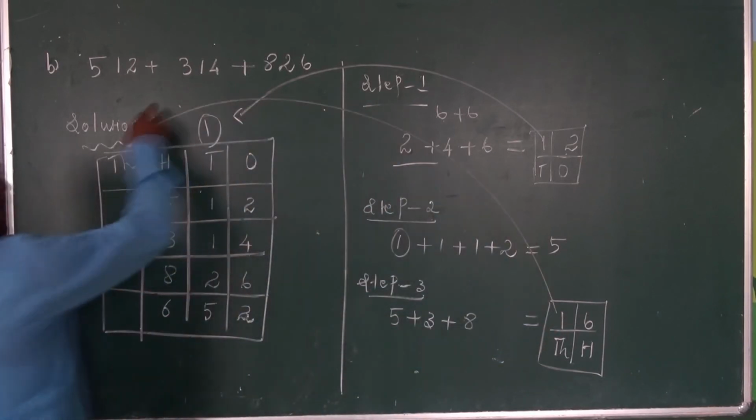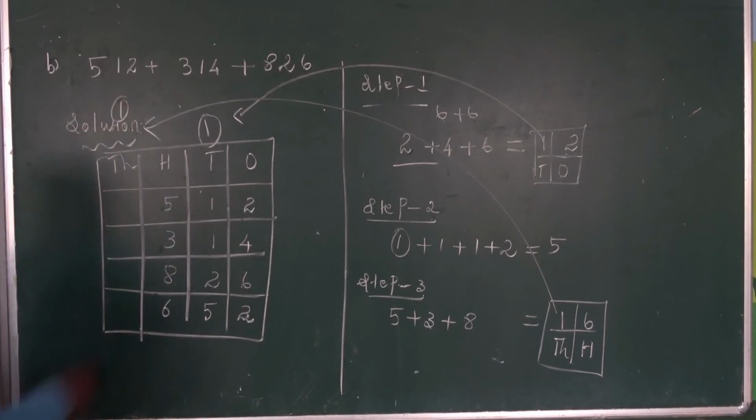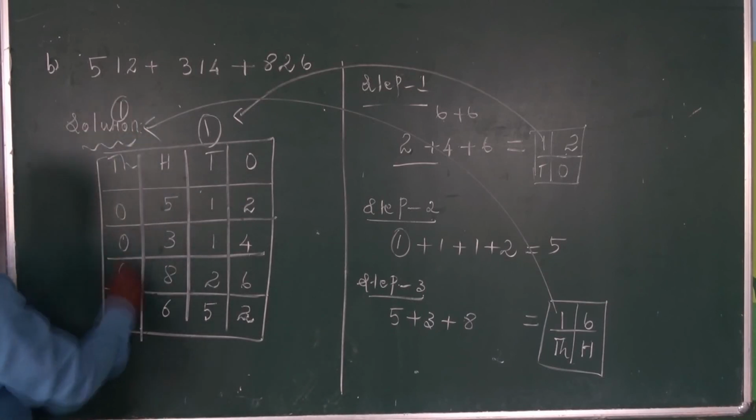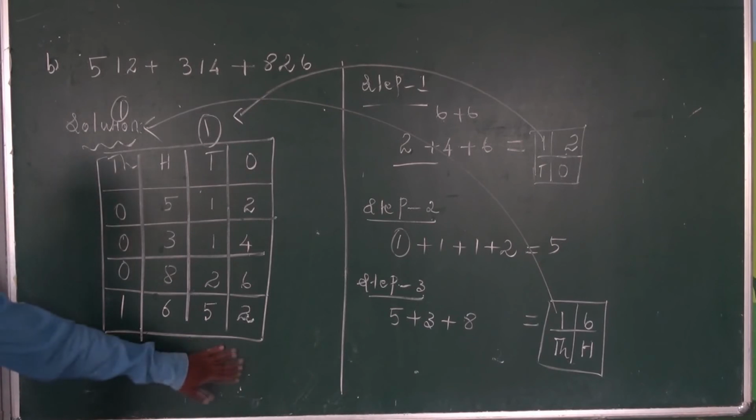Then 1 thousand is written... so 0, 0, 0 in the lower places. Bring down the number 1. Our answer is 1652.